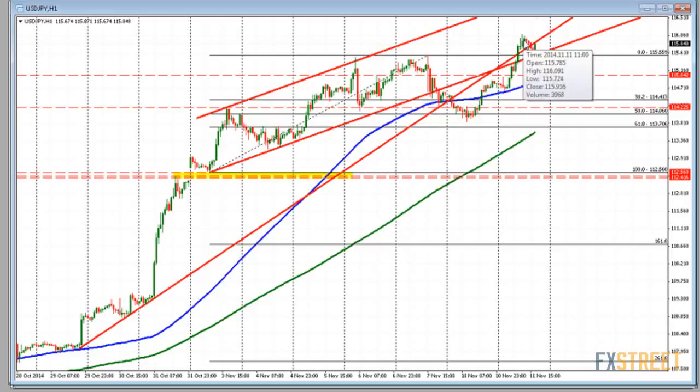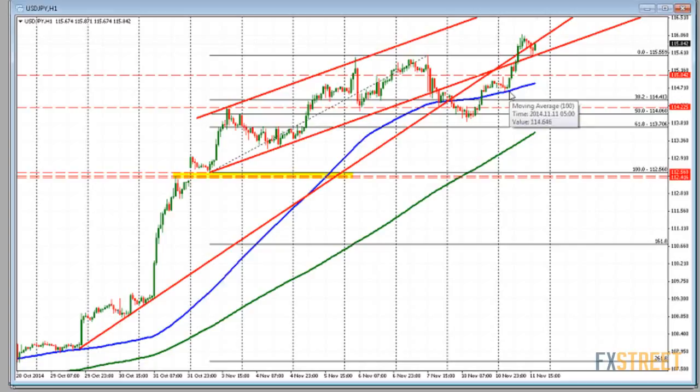Here I'm telling you the fundamental story, but the technical story here was even a prelude to the fundamental story that came out about the snap election and also the sales tax being potentially delayed or suspended. So that was the fundamental story that sent it to the upside. But as you can see right here, the market ended up holding the 100-hour moving average.